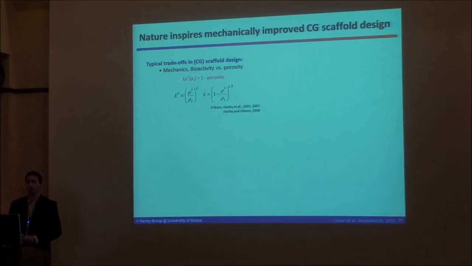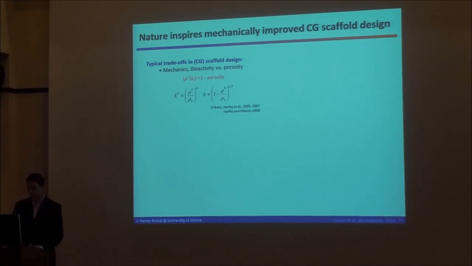And so really, there's some typical trade-offs when you're designing a scaffold. Certainly with RCG scaffolds, or really any type of scaffold that you're going to run into. When we look at the relative density of the material, we know that by increasing that, we can increase the elastic modulus quite a bit. But at the same time, we're going to be decreasing the porosity, we're decreasing the permeability. So basically, it's going to make it harder for cells to infiltrate the material, harder for them to stay alive, harder for them to get adequate levels of nutrients, oxygen, things like that. And so there's always going to be a trade-off.